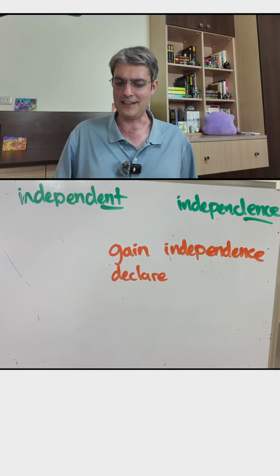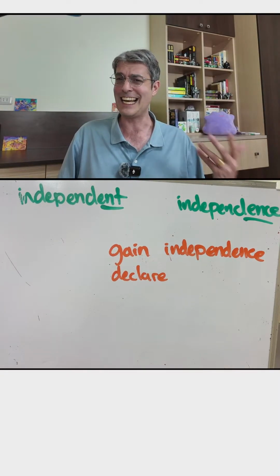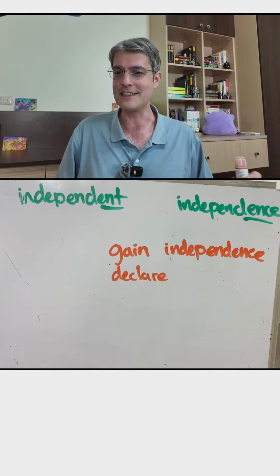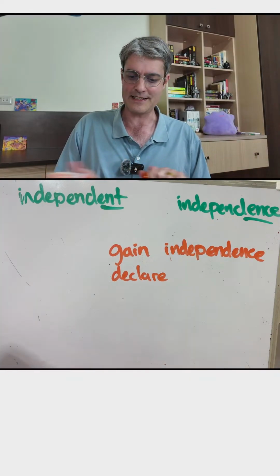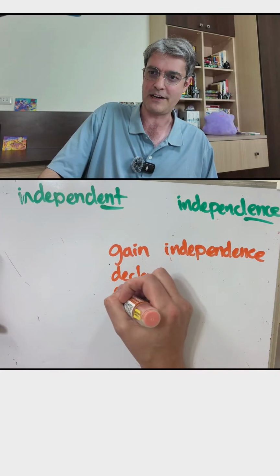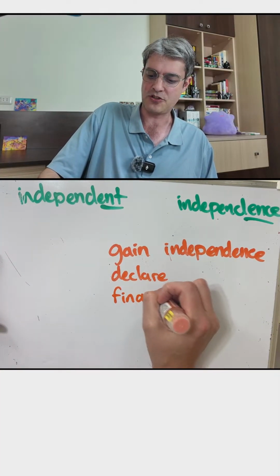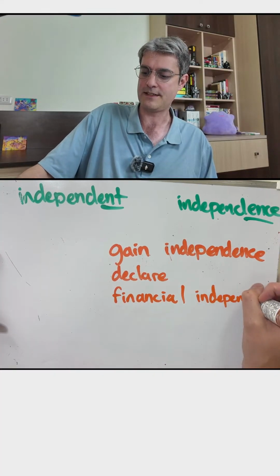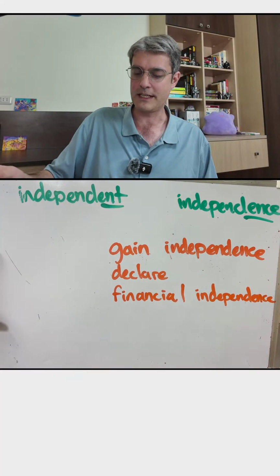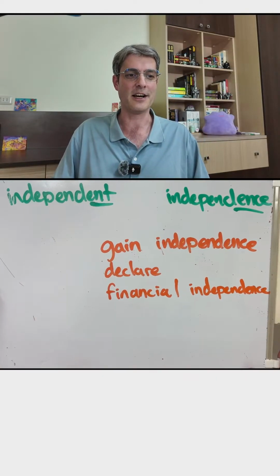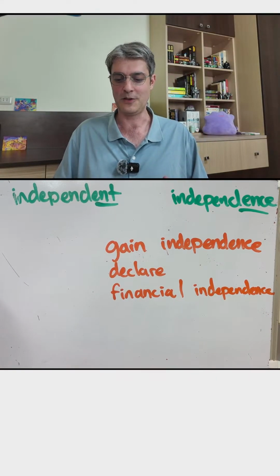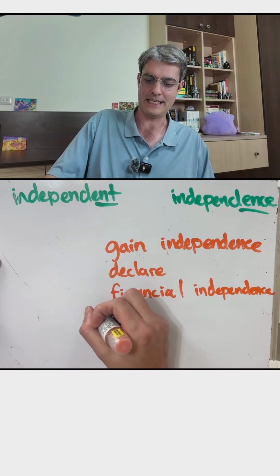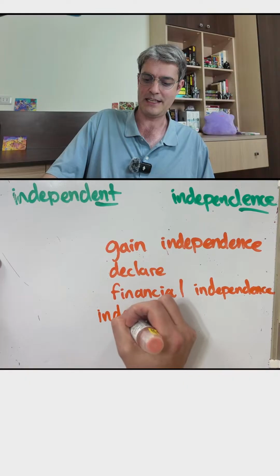So I think India gained independence, I believe, in 1947. The United States gained independence in 1776. Another one is just like before, we have financial independence. All right, so once you are working on your own and not relying on others to pay your bills, you have financial independence. And another one we'll see often is an independence movement.